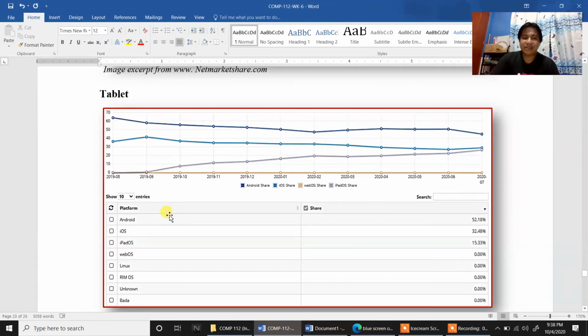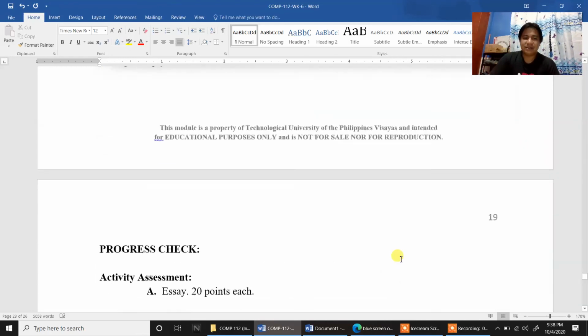Okay, for the tablet, Android is on top. So those are the FYI for week 6. And that's the end of our lesson.